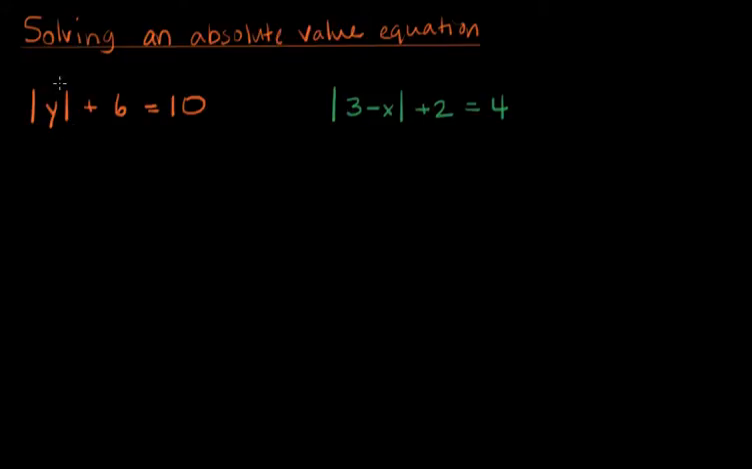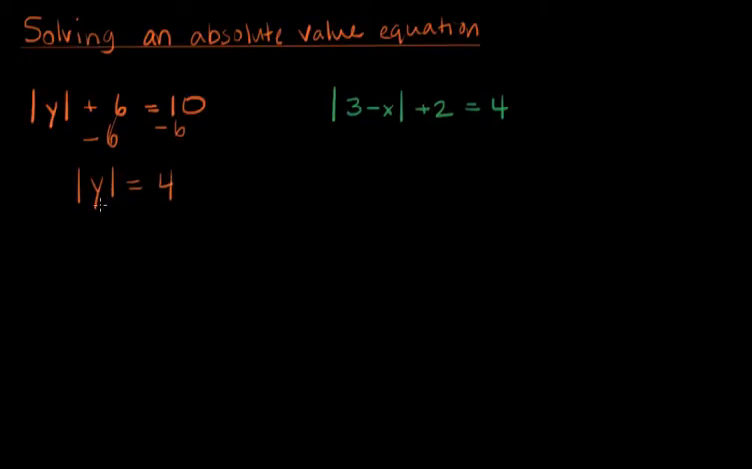So we always need to start with an absolute value equation that has the absolute value by itself on one side of the equation. In order to do this, we need to get rid of the plus 6 on this side. So the first thing that we need to do is subtract 6 from both sides. Now we have the absolute value of y is equal to 4.